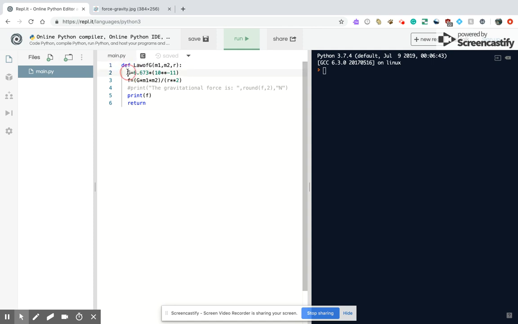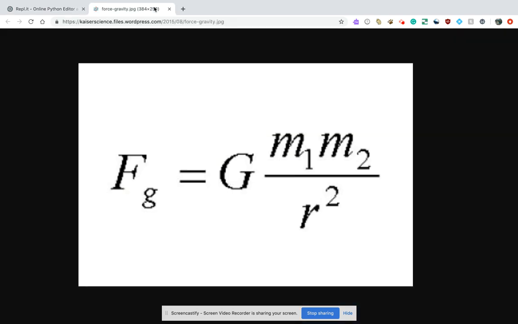In this line, we're essentially defining G, the gravitational constant, which is this. And over here, we're defining the variable called f. And remember, it is not the same as the function name in this line. And the user will provide whatever is received from the equation of the force of gravity, which is this.